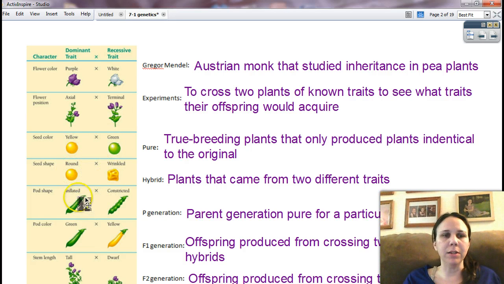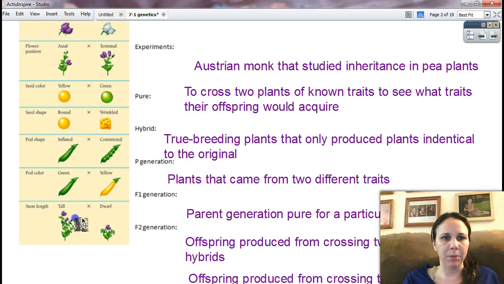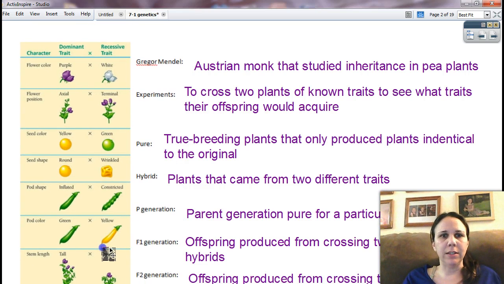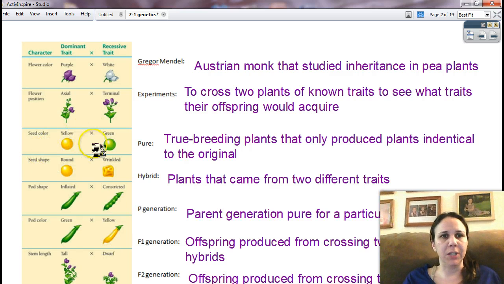The pea pods can be inflated or constricted. They can be green or yellow. And the plant, I'm going to lift it up here, can be either really tall or really short. So he decided to see what controls these particular traits.